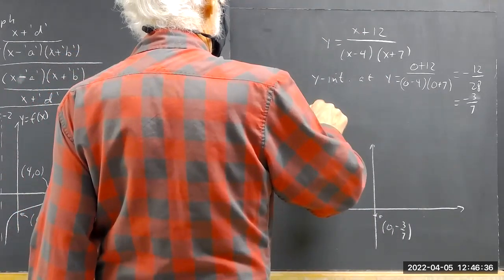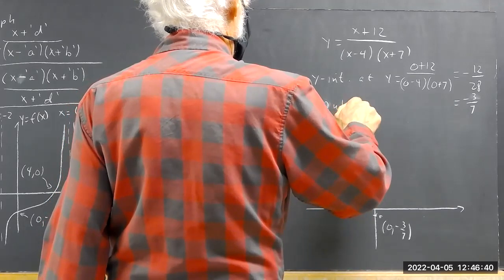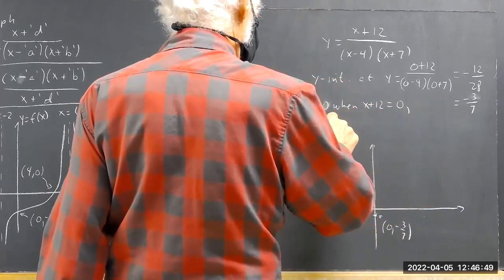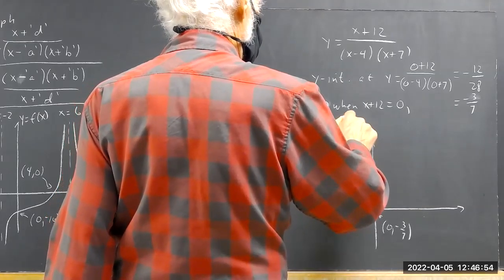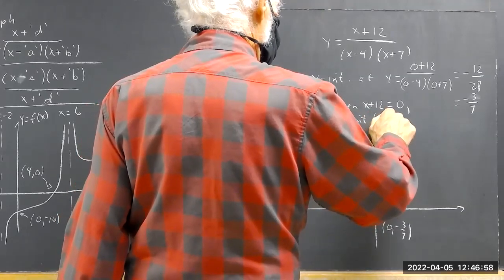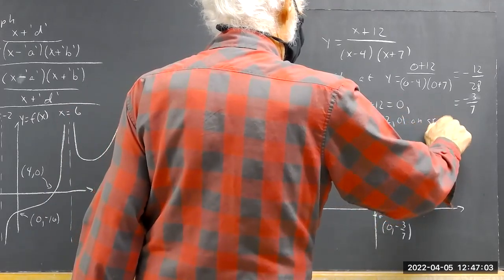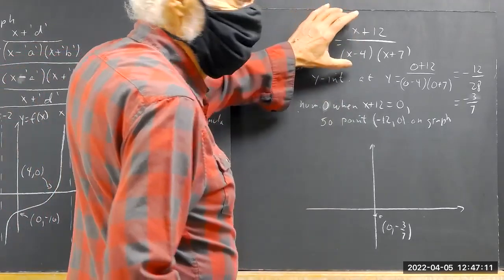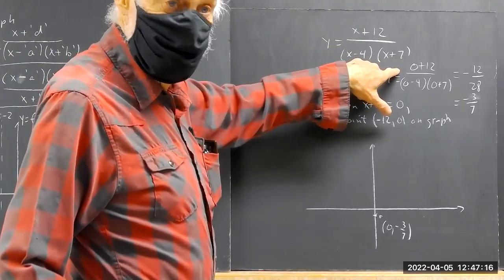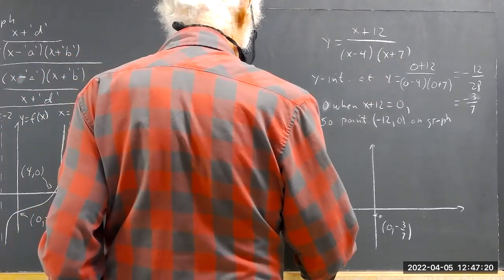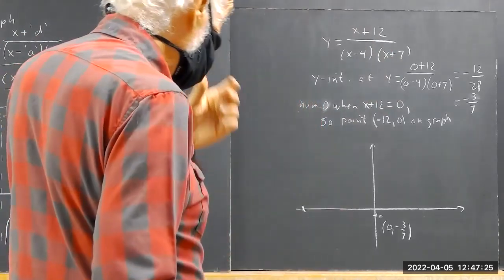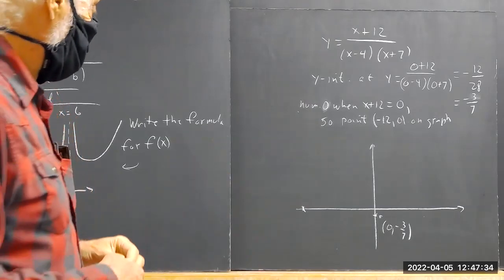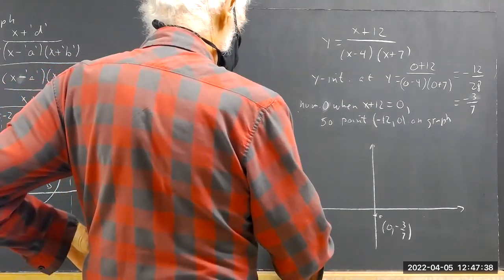Now the numerator is 0 when x plus 12 equals 0, so x equals negative 12 gives a zero on the graph. Because when the numerator is zero, it doesn't matter what the denominator is, as long as it isn't zero, and it won't be, you're going to get y equals zero, and that's going to give you an x intercept. I'm not explaining this in quite as much detail as I have previously, so if you're not understanding parts of this, you might want to look back at what we've done previously.